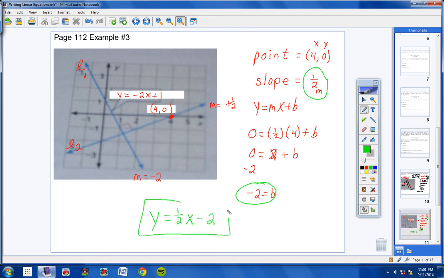There, we did it. So if you were to graph y equals 1/2 x minus 2, you would get this equation right here, or you would get this line right here. Okay, pretty cool. All right, let's try a couple of these on your own now.